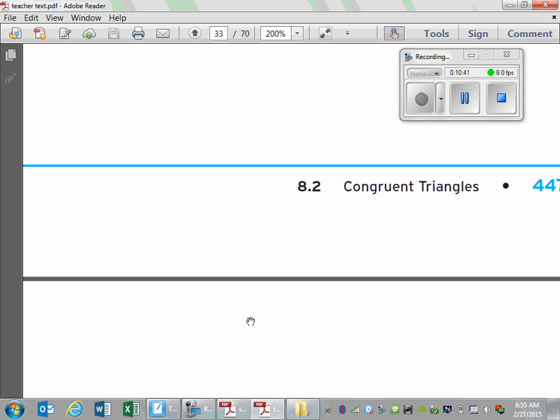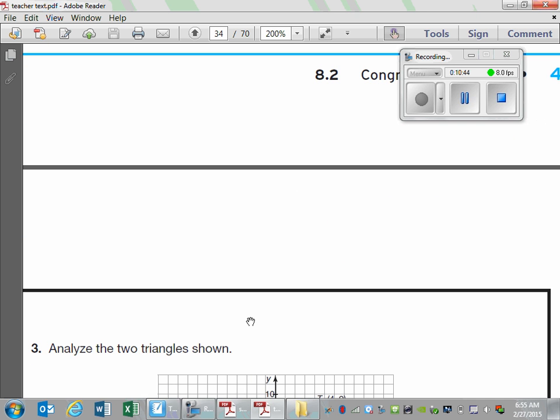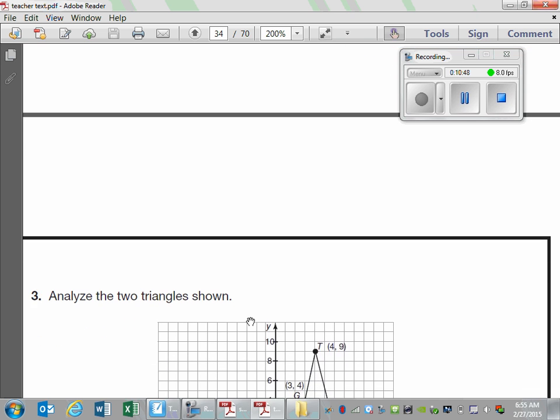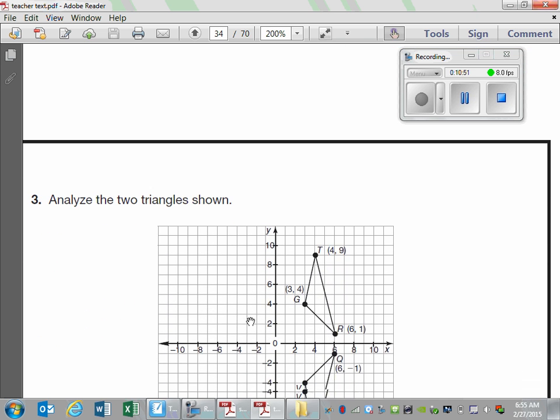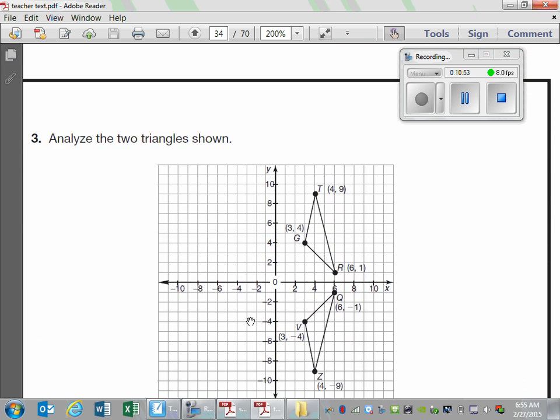The next page is for you to work on by yourself or with a partner, depending on what the substitute chooses. And this will be due on Monday. So you'll analyze these two triangles and do what we've just done. This video is on Blackboard, so if you need to re-watch it, it is still posted and you can do it over the weekend.